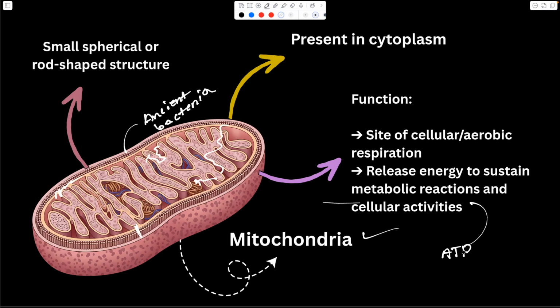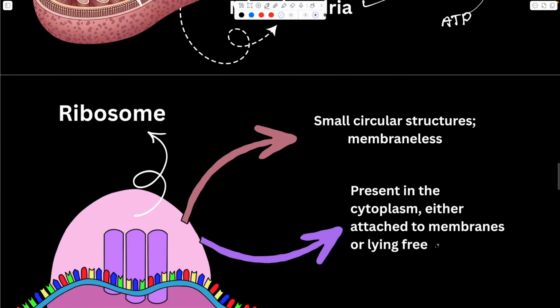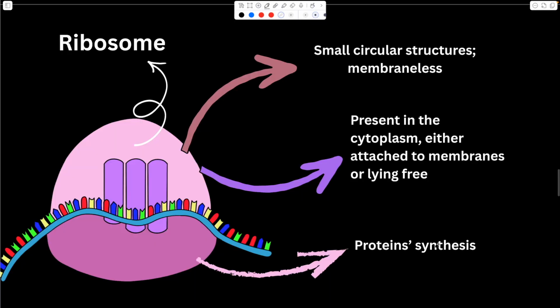You don't need to learn the full form right now, but eventually you will remember this thing. It took me a little bit of time to memorize this too. Adenosine triphosphate. Now we'll look at another structure, which is ribosome.